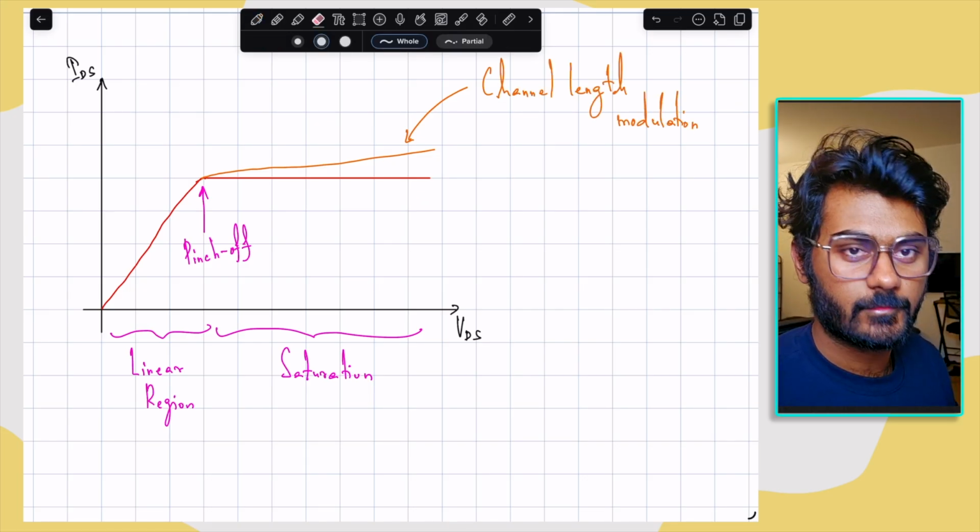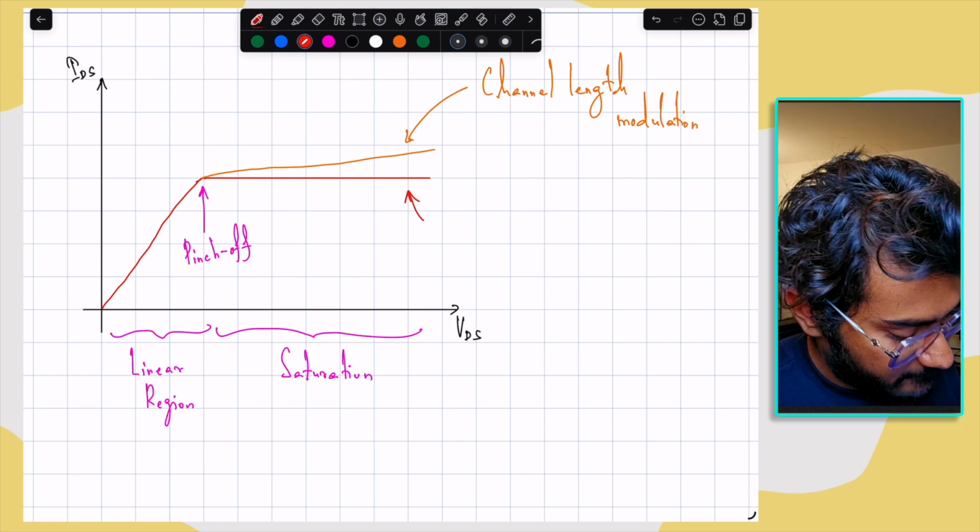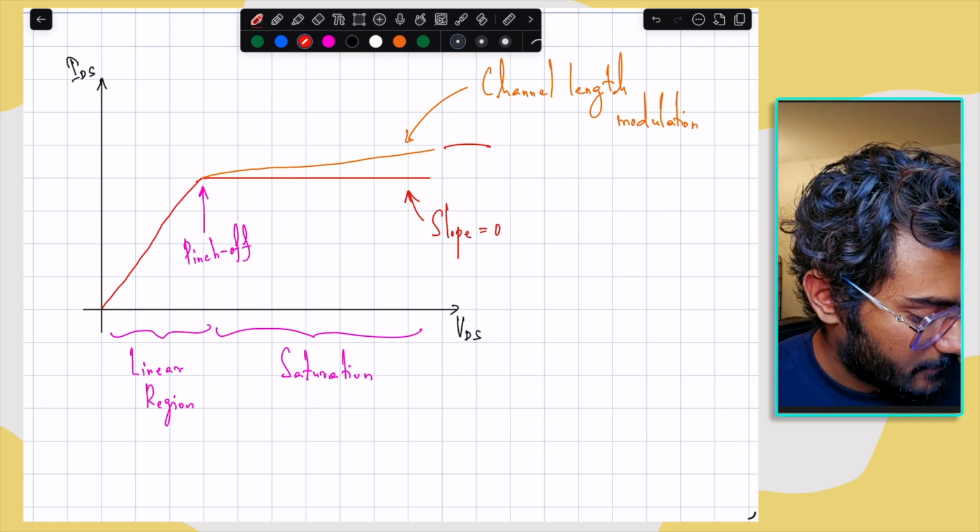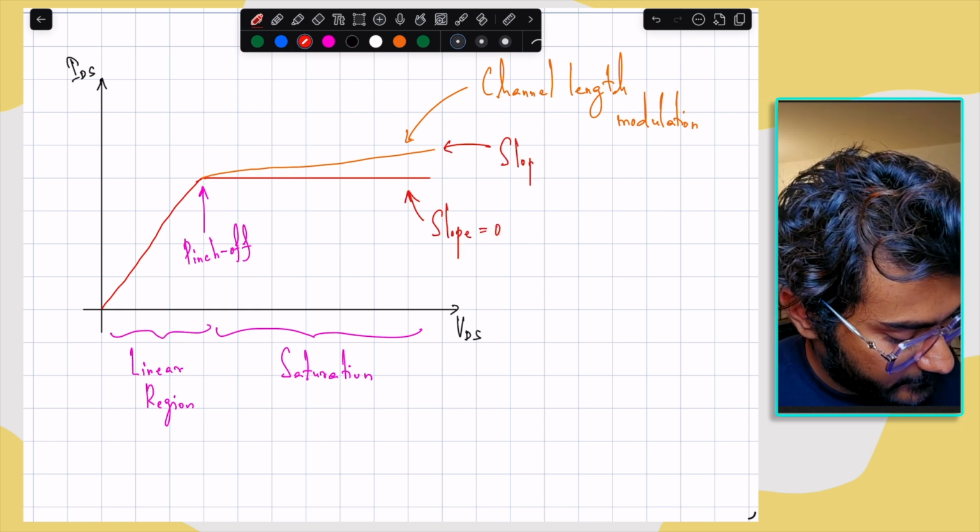If you look at the slope, ideally the slope should have been 0. But now what has happened? The slope is some positive number.